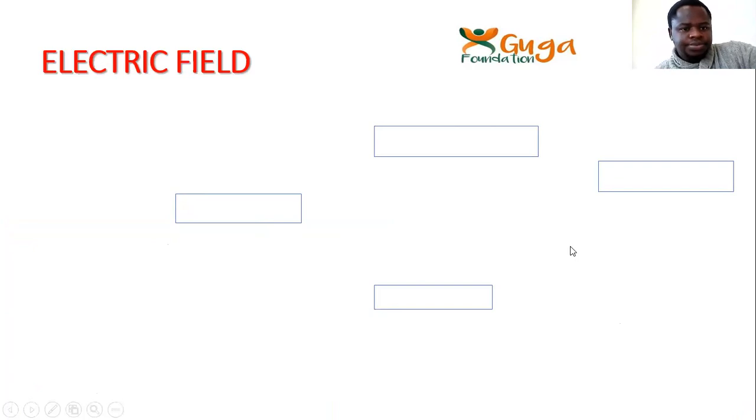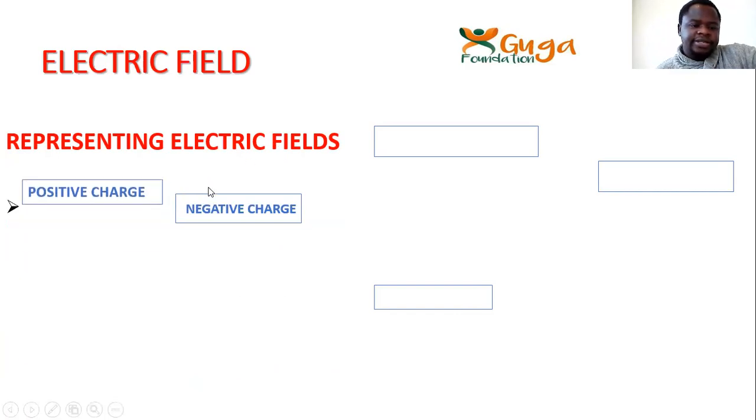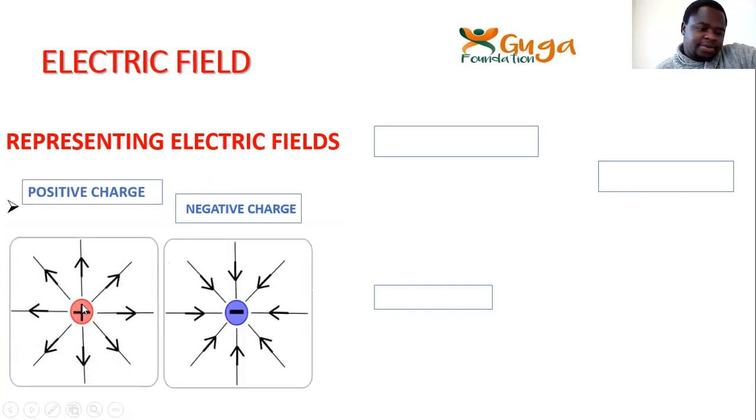So now, representing electric fields, suppose you've got a negative and a positive charge. This is a positive charge. Now the electric field arrows will be pointing outwards. In other words, it's diverging. And then for a negative charge, the arrows will be pointing inwards. In other words, they are converging. So the opposite charges here.